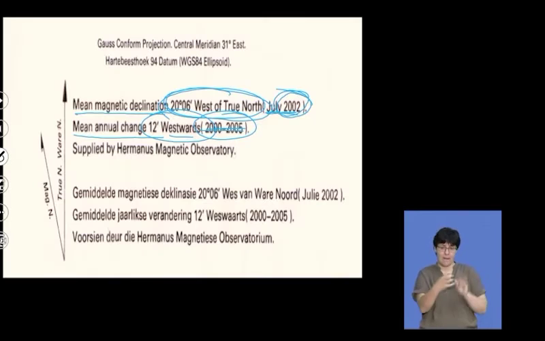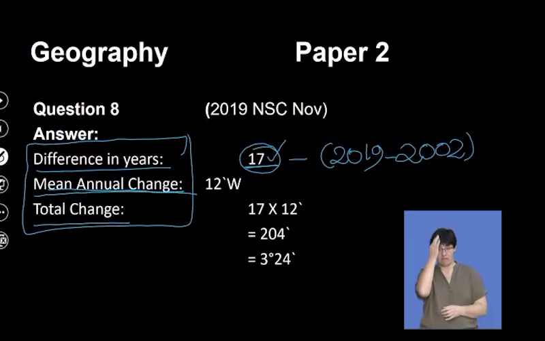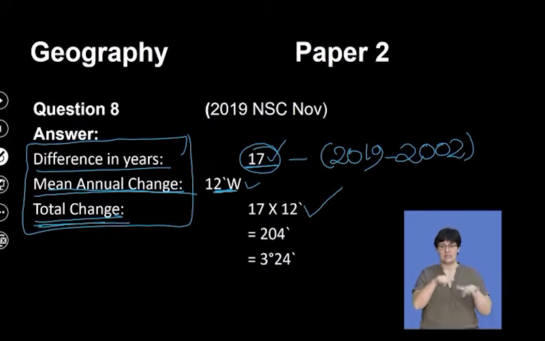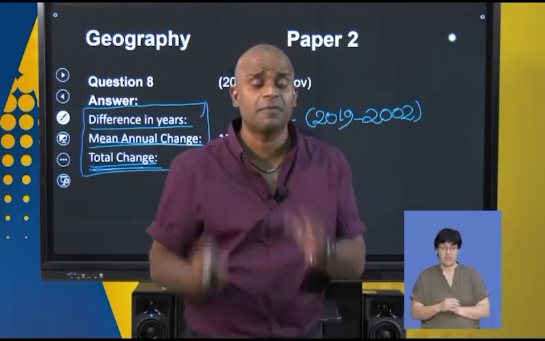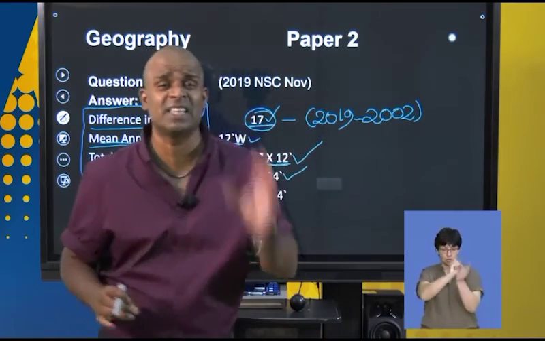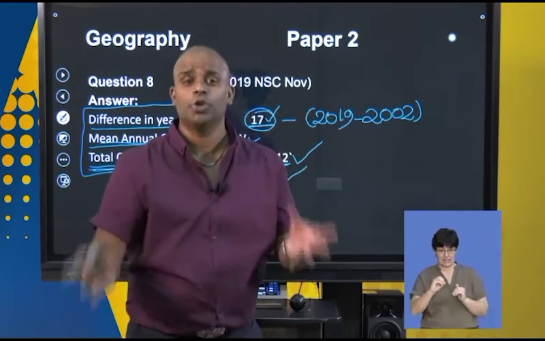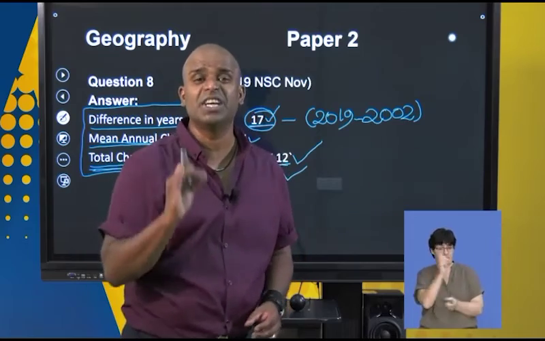Let's go back to the question. The marginal information says 12 minutes westwards. And when we go there, we insert that for a mark. Note the units of measurement are included. To calculate the total change, 17 years times 12 minutes. That's 204 minutes. Always remember, if you get an answer for your total change greater than 60 minutes, you've got to convert that to degrees and minutes.